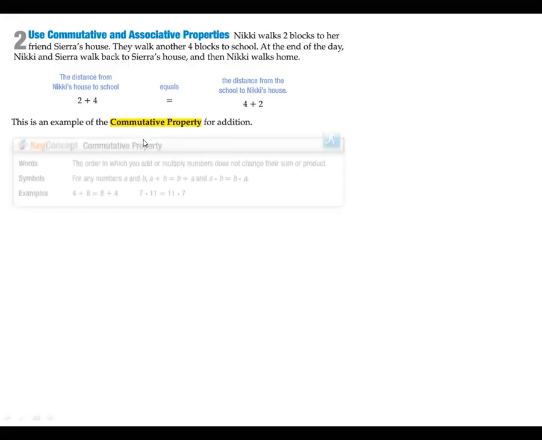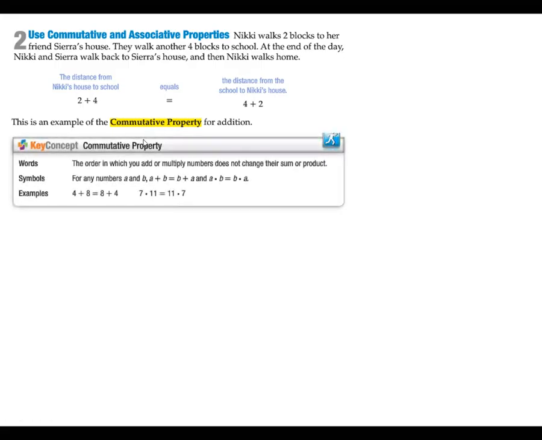Basically, what the commutative property of addition says is that you can multiply or add in any order. So you can reverse the order in which you multiply or add. Doesn't work with division or subtraction. So like 4 plus 8 and 8 plus 4 are the same, 7 times 11 and 11 times 7 are the same.